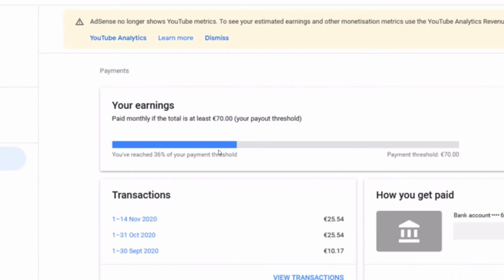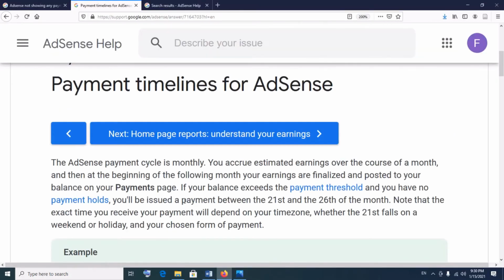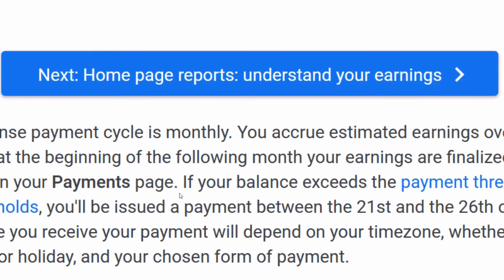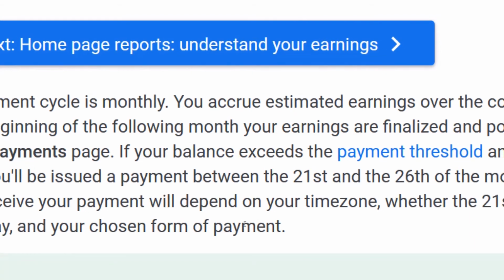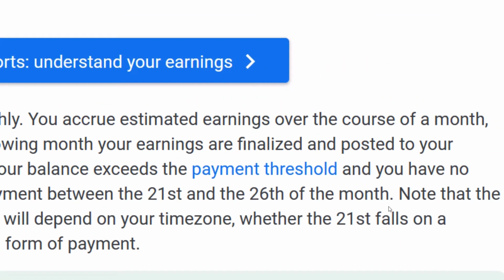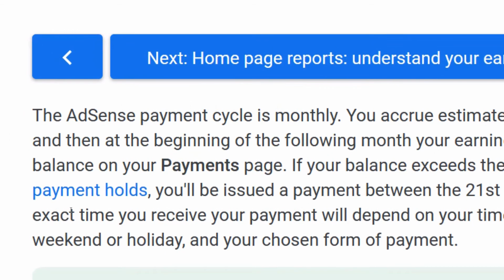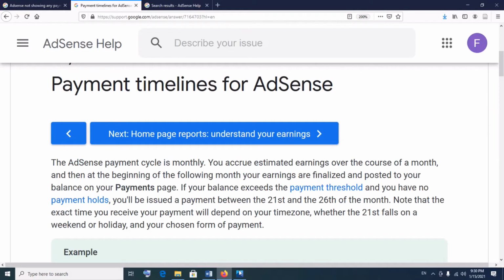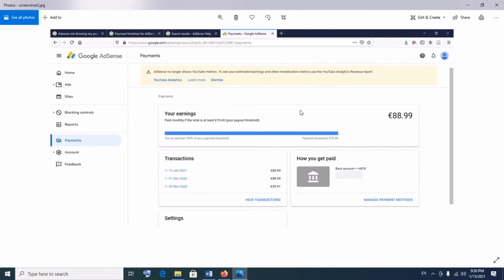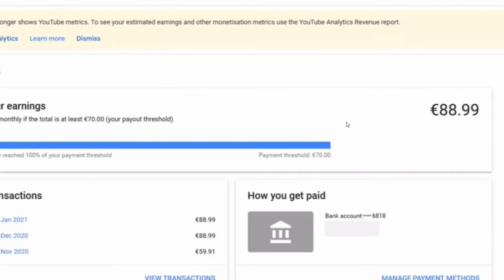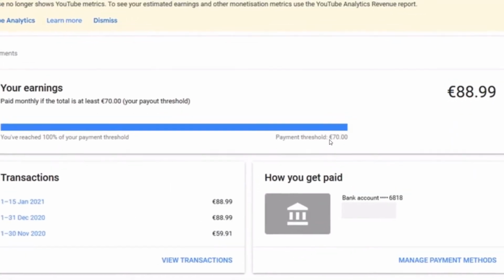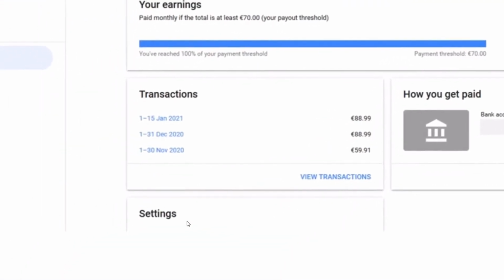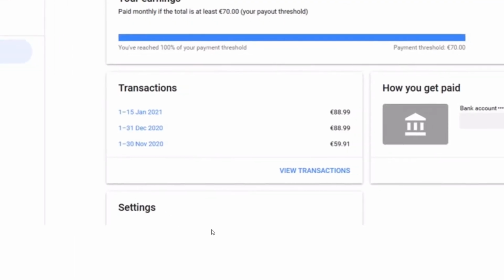Okay, now let's see what they are going to say next. They are saying that if your balance exceeds the payment threshold and you have no payment holds, so if my balance exceeds the payment threshold, as you can see, this is my balance today, it has exceeded the payment threshold that I've set for myself. And when we are talking about payment hold, I could have clicked over here and set myself a payment hold.